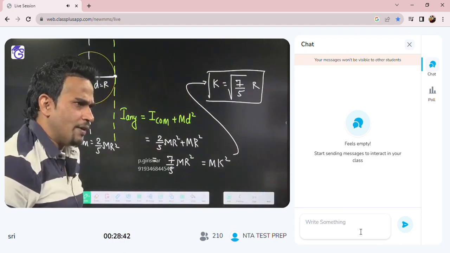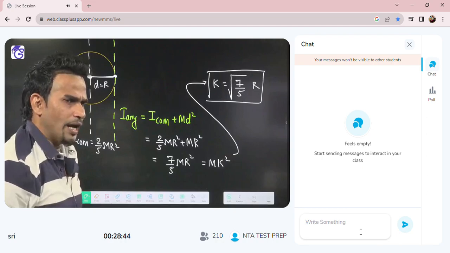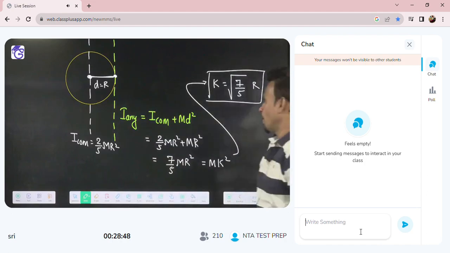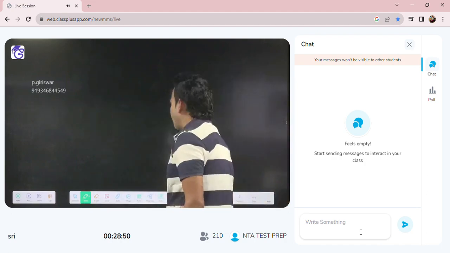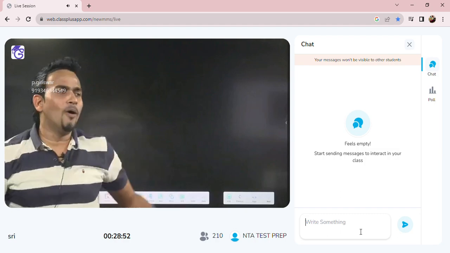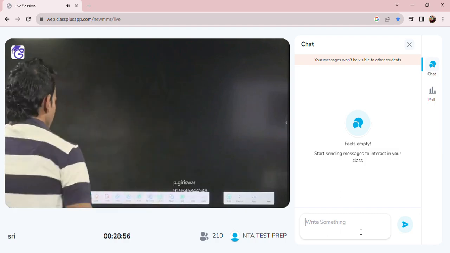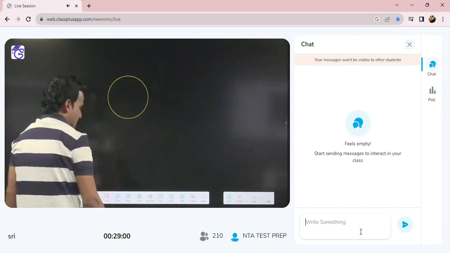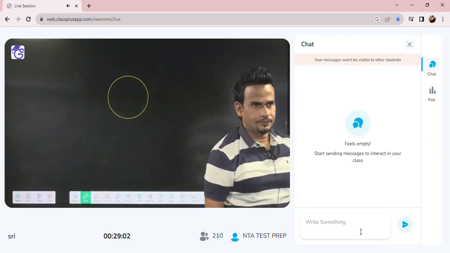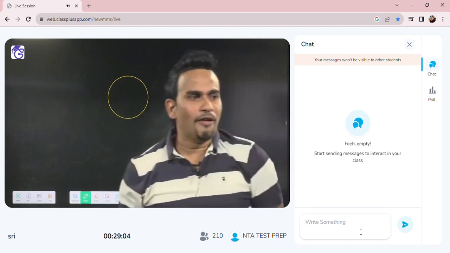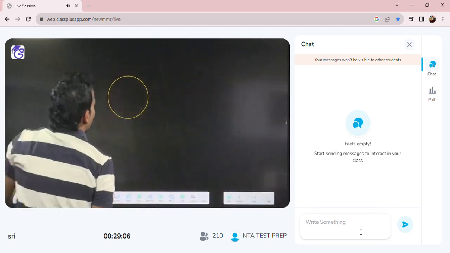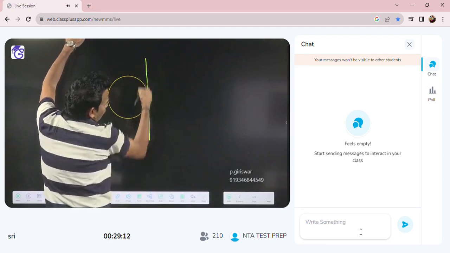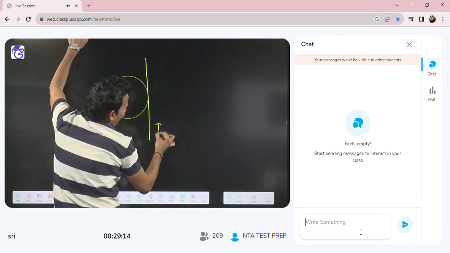Again, one easy one. Write: find I of a hollow sphere about a tangential axis. The answer is 5 by 3 MR square again. So the tangential axis means this is our tangential axis. Now this axis is not passing through the center, so this is again I_NE.